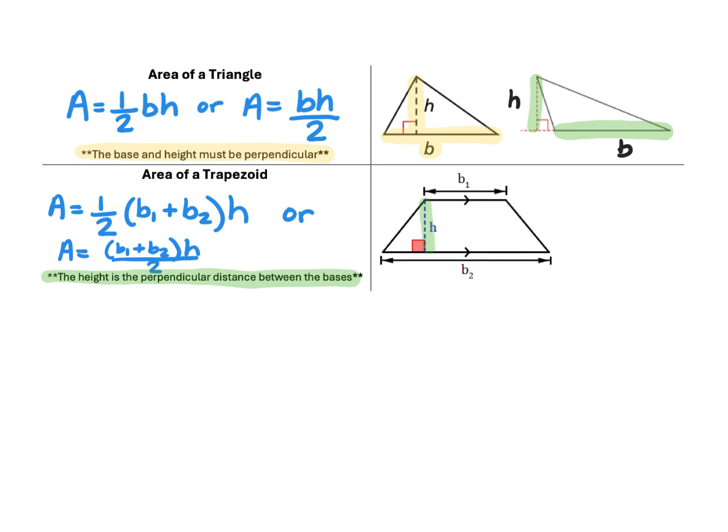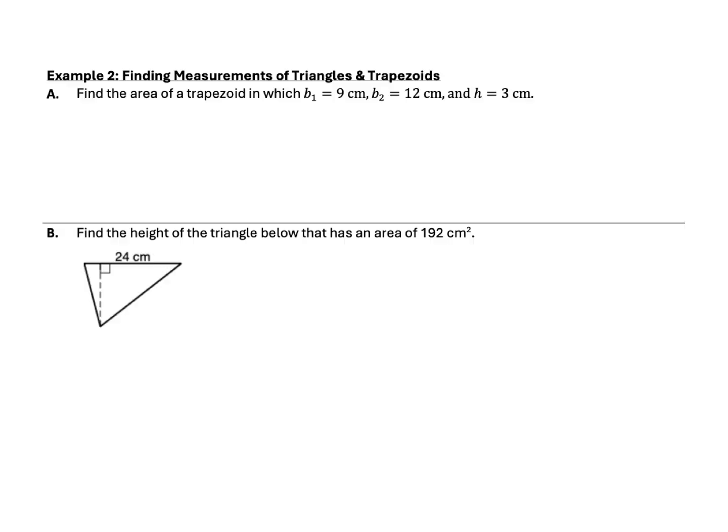Let's just add that really quick here to our notes, that B1 and B2 are the bases, and then the height, again, is that perpendicular distance between the bases. So now let's go ahead and find some measures in triangles and trapezoids.